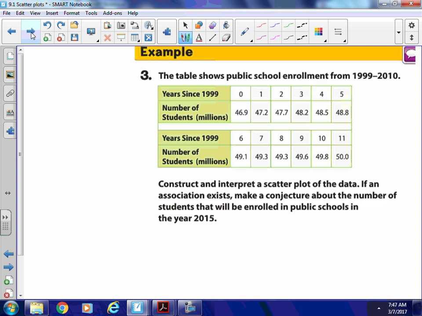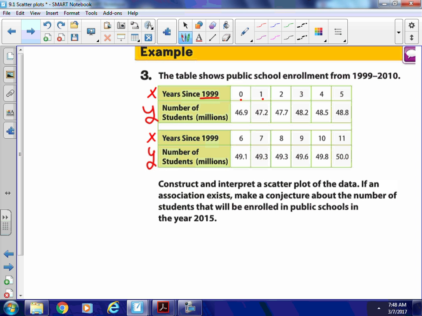All right, example 3. The data shows public school enrollment from 1999 to 2010. And our X value will be our years since 1999, and our Y value will be our number of students. Now, they ran out of space, so they continued the table this way. This really should be all one big table. Notice that we don't say the year 1999. It gets kind of big on the graph. We call that year 0. So the year 2000 would be year 1, and so on.